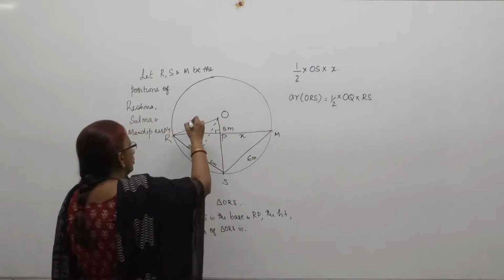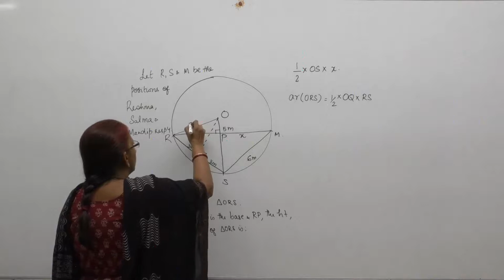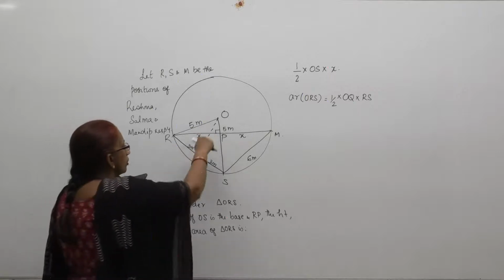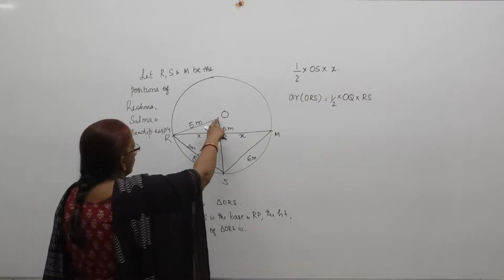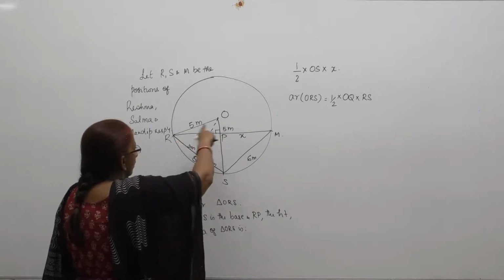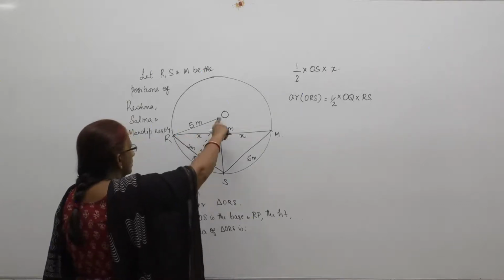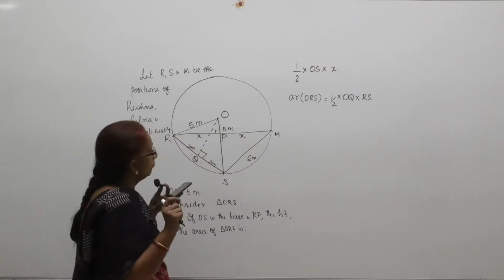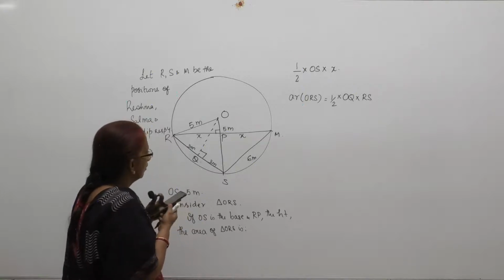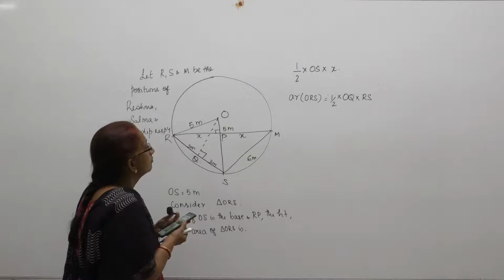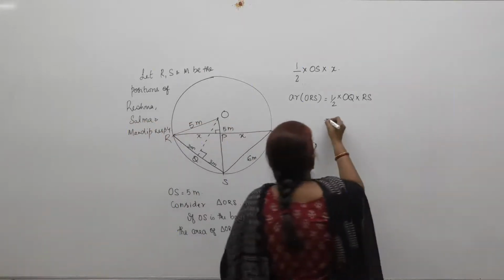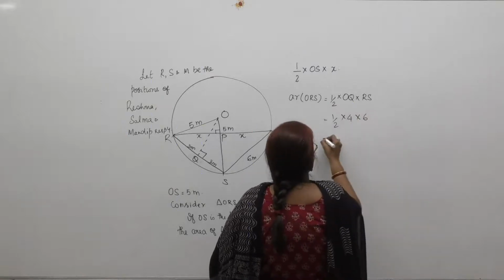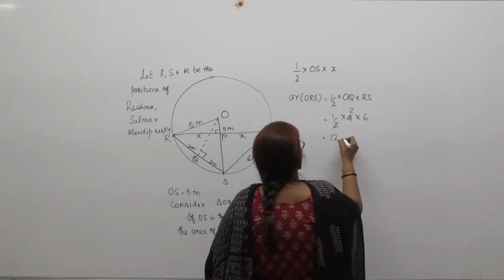Can you find OQ? Is there a way to find out OQ? You can find out OQ using Pythagoras theorem. So triangle OQR is a right angle triangle. So OR square will be equal to OQ square plus RQ square. So you'll be getting OQ equal to 4 meters. So this is half into 4 into RS, so this is 12.